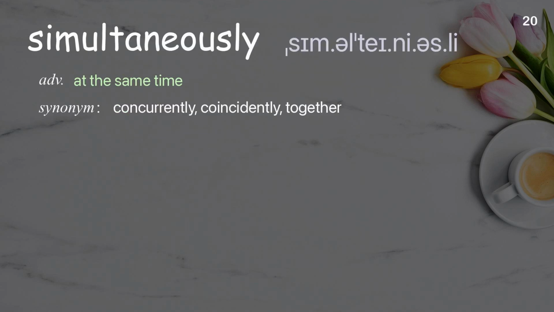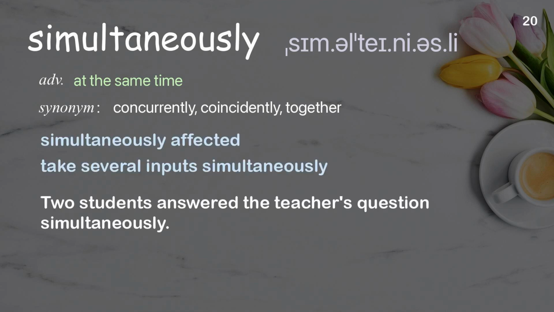Simultaneously: at the same time. Examples: Simultaneously affected. Take several inputs simultaneously. Two students answered the teacher's question simultaneously.